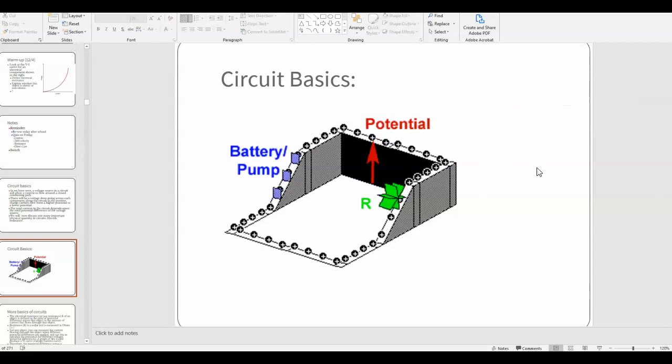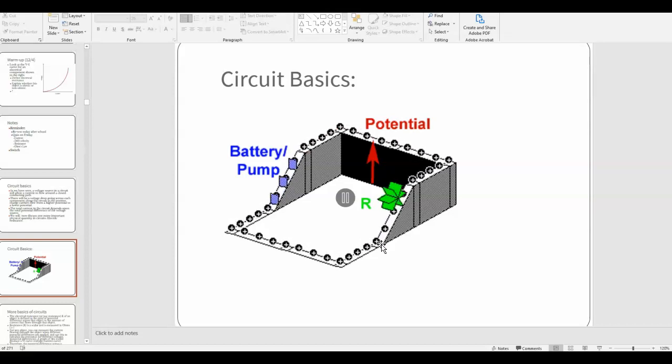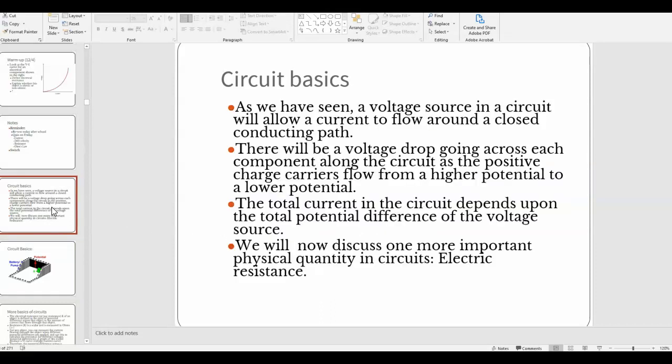Okay, when I talk about a voltage drop, what I mean is what I showed you in the animation before. When you see the positive charge going from high potential, then it crosses the green paddle wheel and it ends up at a lower potential. That is what we call a voltage drop. Okay, and the name is self-explanatory. It's literally dropping in potential. So we'll see that terminology used a lot later on.